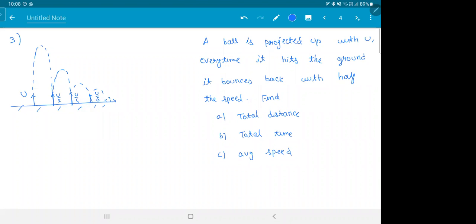Hope the question is clear. Every time it hits the ground, the speed becomes half. So what's the total distance and total time? If it was a NEET level question, they'll ask you total distance. Mains level question, they'll ask you average speed. The question will be the same. How much I ask you will change the whole thing.